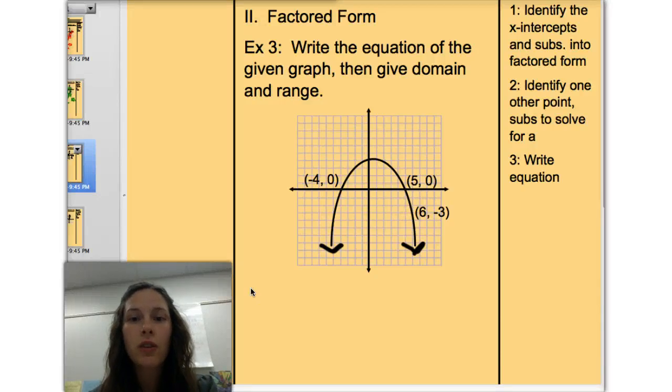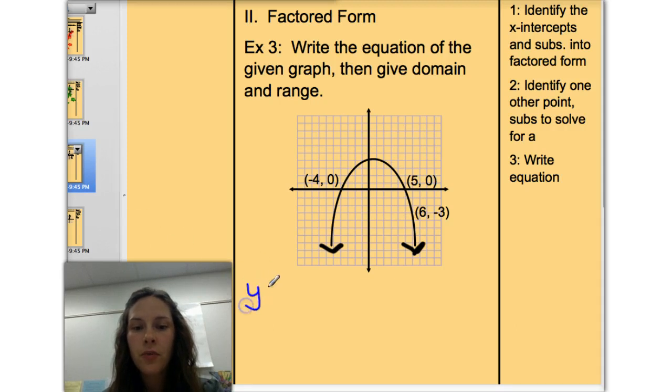In this video, we're going to write the equation of the graph in factored form, so we need the x-intercepts. As a reminder of what the equation looks like in factored form, we have y equals a, that lead coefficient again tells us if it opens up or down, and also if there's any scale changes. x minus c and x minus d are the x-intercepts, or c and d are the x-intercepts of the graph.